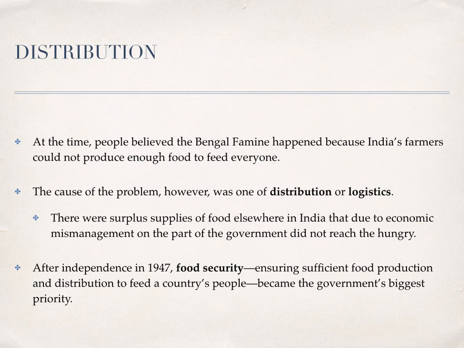There were surplus supplies of food elsewhere in India. There was extra food. But due to the economic mismanagement on the part of the British government, that food didn't reach the people who needed it, the hungry people.